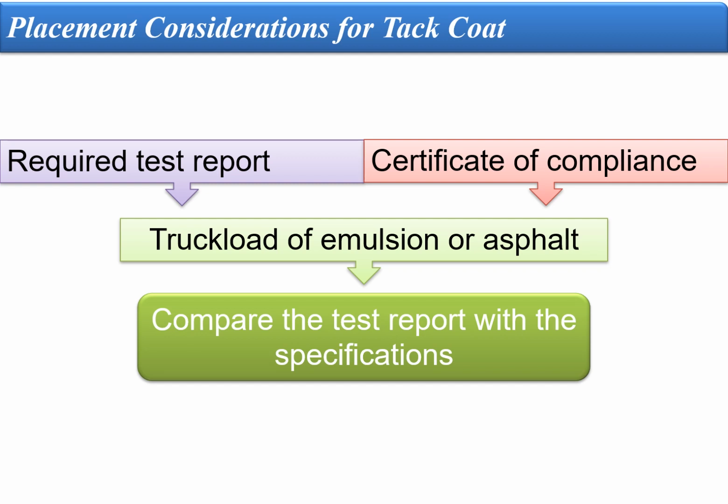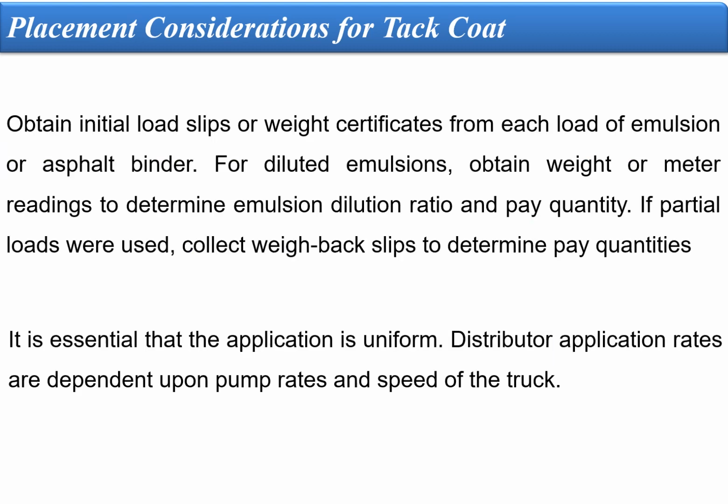So shipment may be used before sampling and testing if the certificates of compliance and the test results accompanying them comply with the specifications. Obtain the initial load slips and weight certificates from each load of emulsions or asphalt binders. For diluted emulsions, obtain weight or meter readings to determine the emulsion dilution ratios and pay quantities. If partial loads were used, collect the weighback slip to determine pay quantities.